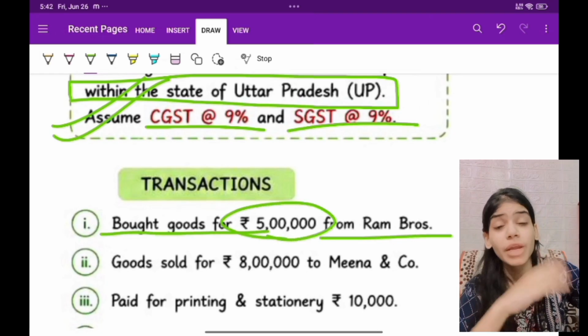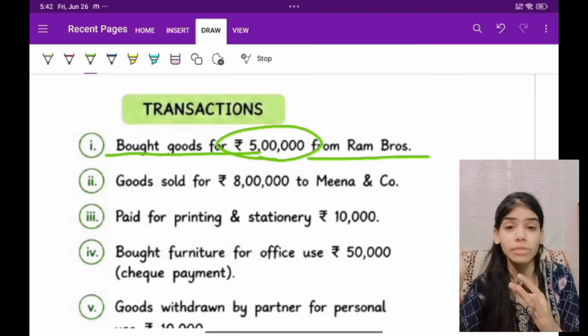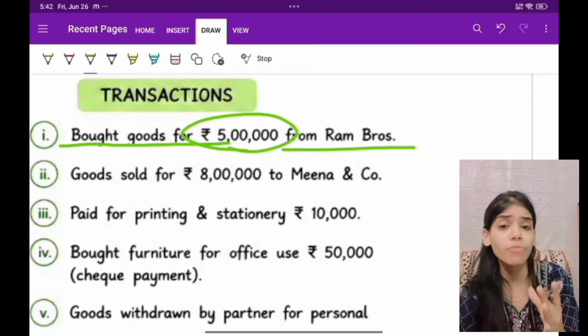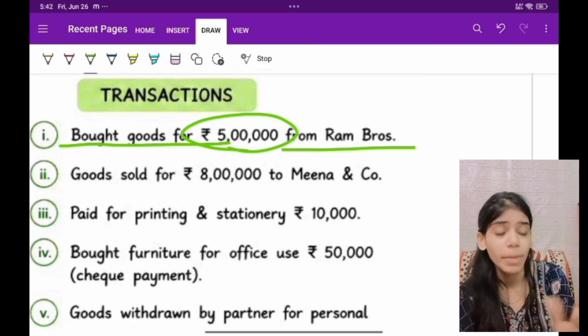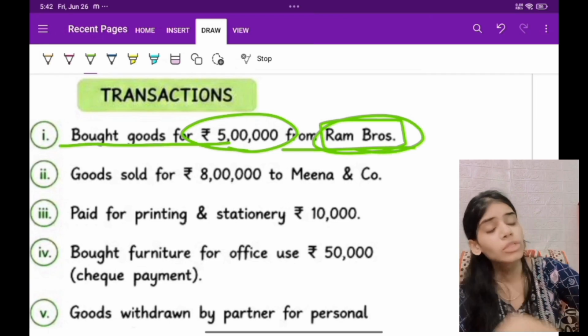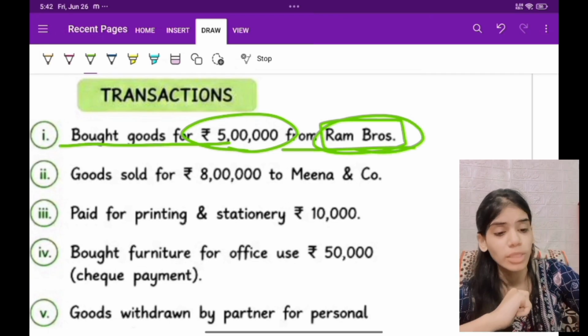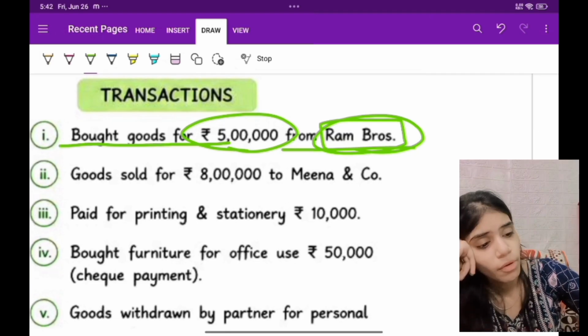Now you all know that whenever we purchase goods, then the entry passed is purchases account debit to bank account if we have bought goods on cash, and if we have not made immediate payment, then the person from whom the goods have been purchased is credited. So now just see what is the simple entry of this transaction. The simple entry of this transaction will be purchases account debit to Ram Bros.